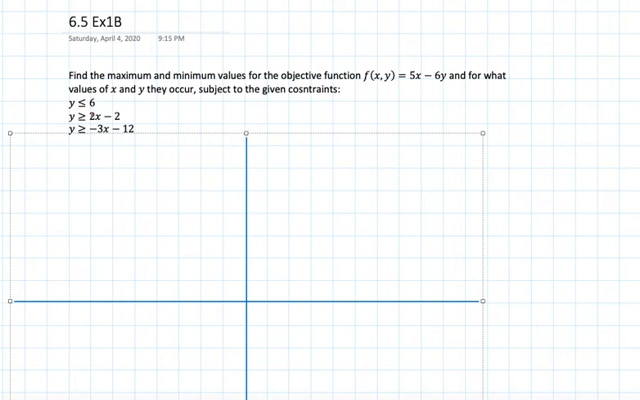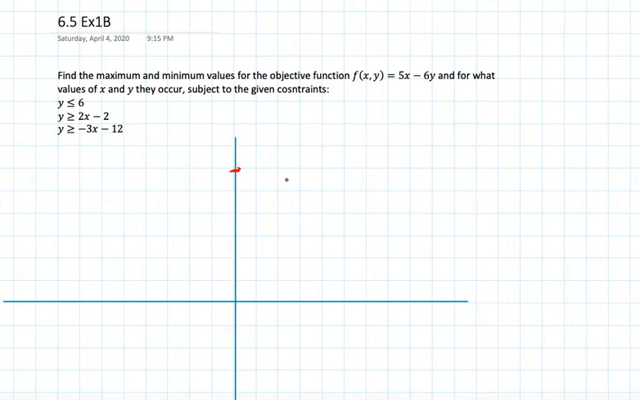Okay, so let's do this. y is less than or equal to 6. So that's going to be a vertical line, or wait, a horizontal line. At 6, I'm going to insert a line. I don't know how long that has to be.